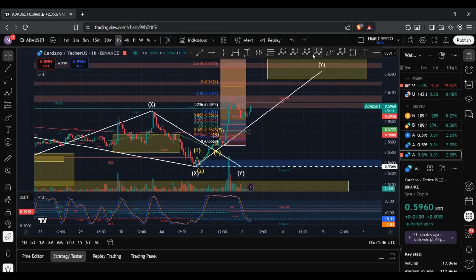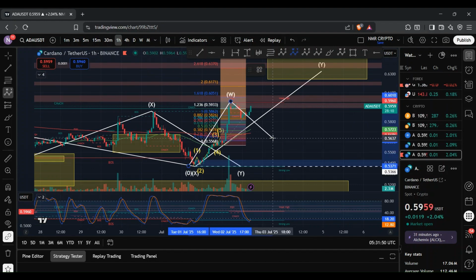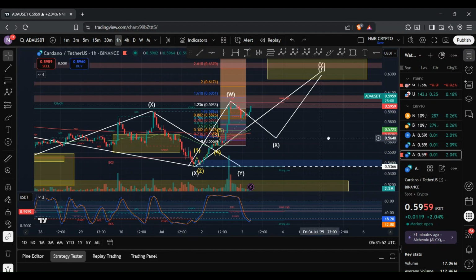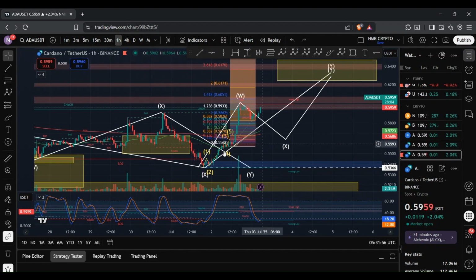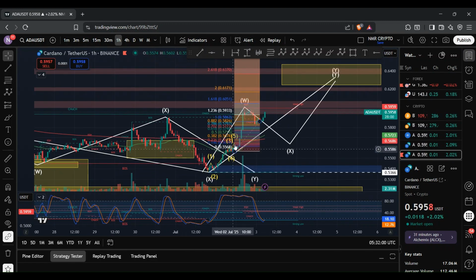And so essentially what we could have forming is a bigger WXY structure, where this would then be the W wave, we see that X wave and a Y wave like so, and that W wave would then be made up of a WXY structure, where the W wave will be made up of 5 waves, and because the W wave is made up of 5 waves, then the Y wave will also need to be made up of 5 waves, which is the case here.